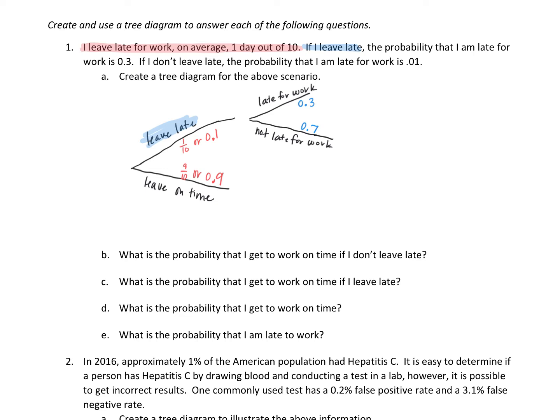Okay, so that takes care of that second sentence. Again, notice it only gives me one of those branches, and then I have to know that the two branches need to add up to 1. Okay, the next sentence, if I don't leave late. So here is I don't leave late, and I labeled it leave on time, but same thing. So if I don't leave late, there are two options. I'm either late for work or I'm not late for work.